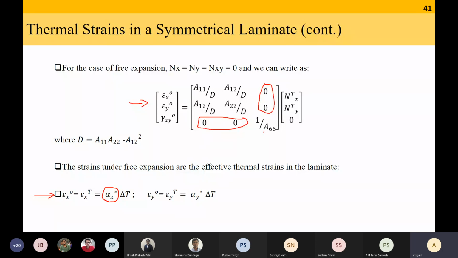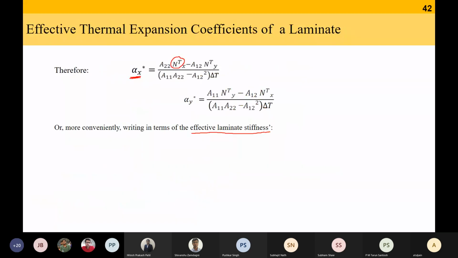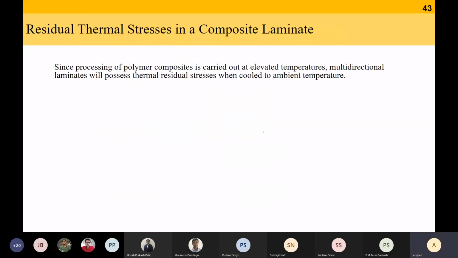Okay, good. Any questions? If not, we can use the same idea to calculate residual stresses. When you bake a laminate, it is subjected to temperature stresses, and as it cools down to ambient temperature, there will be some residual stresses. How do we calculate that?